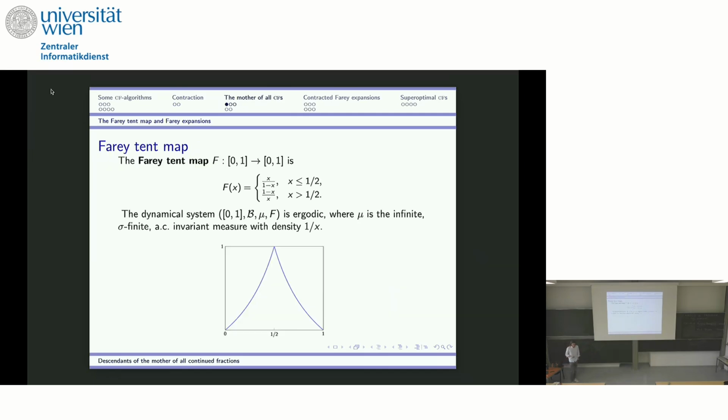But there's another, slower system where we'll find that we actually can do this with similar techniques. To do so, we need to introduce the Farey tent map, which is an interval map with two branches defined as shown. On the left of one half it is strictly increasing, and on the right of one half strictly decreasing. You can also study the system dynamically with the measure with density 1 over x. Now this is an infinite but sigma-finite invariant measure that makes the system ergodic as well.